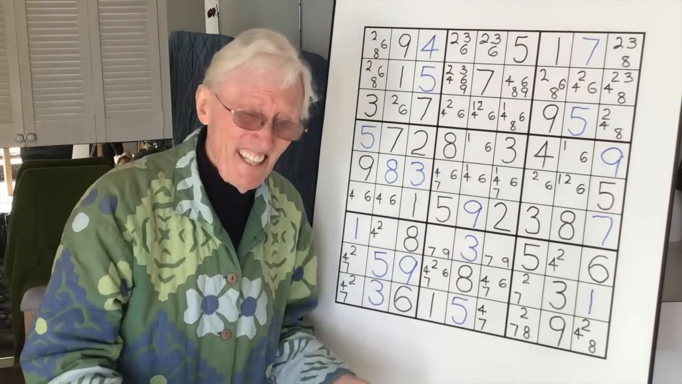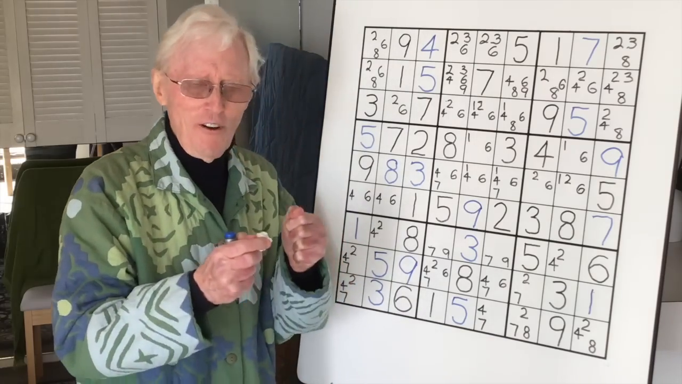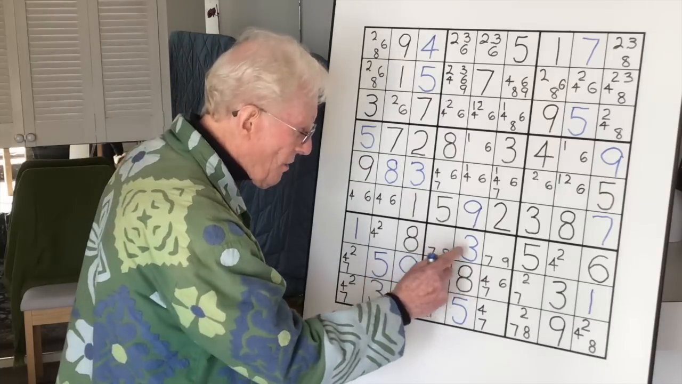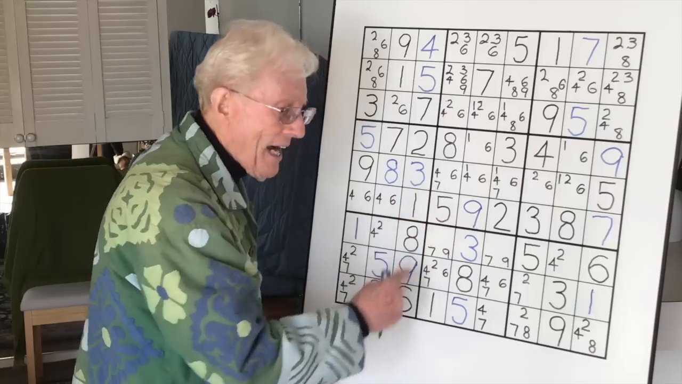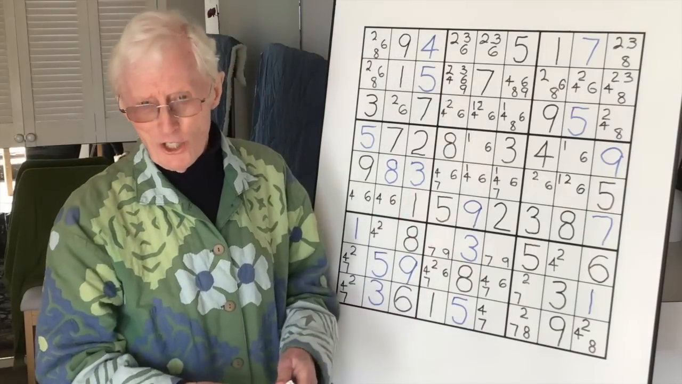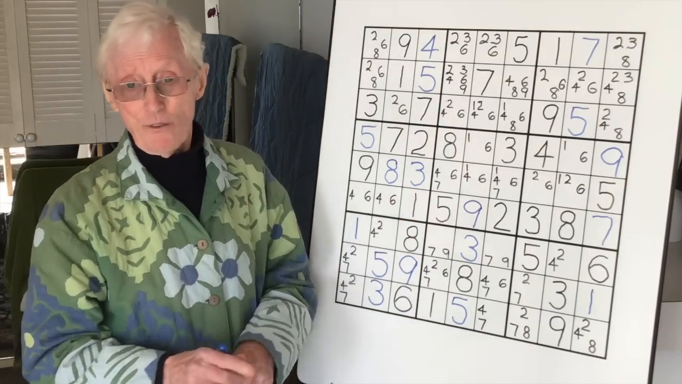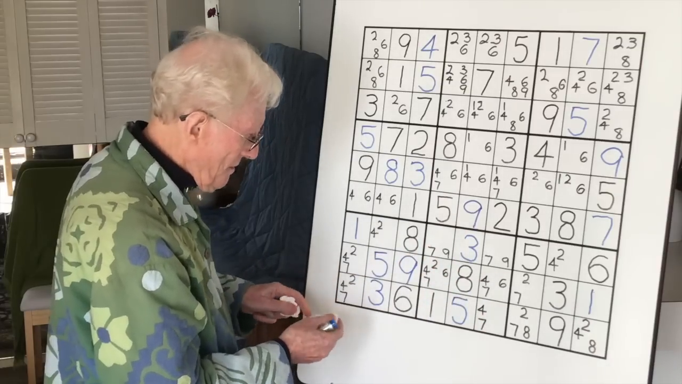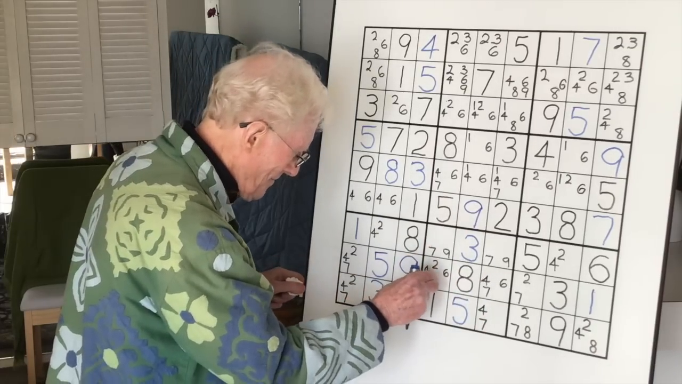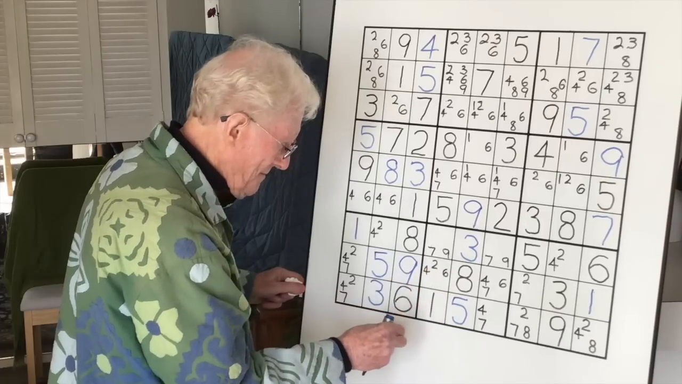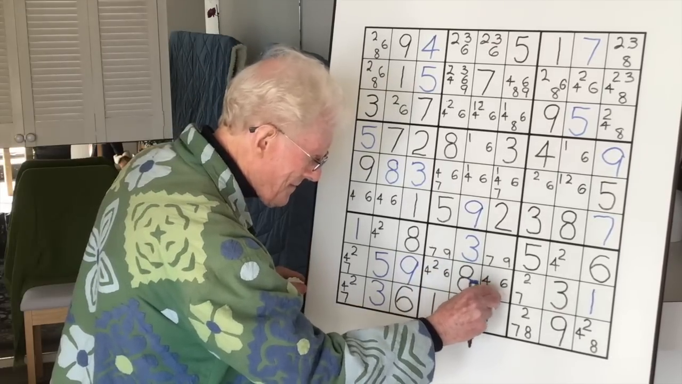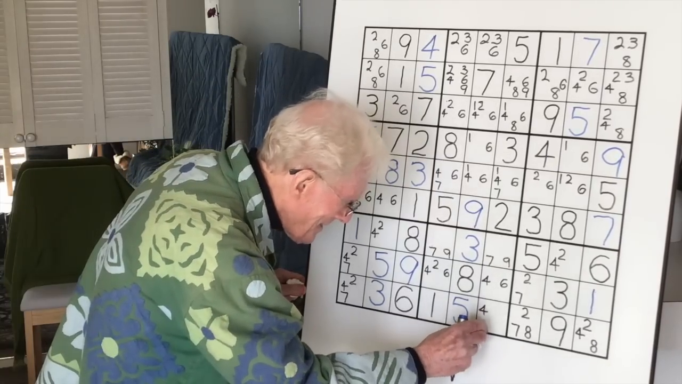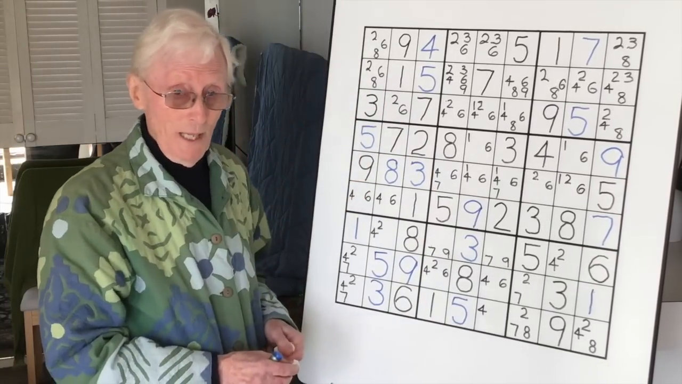Isn't that neat? Now, there's another feature of this matching pair. It's not only in a row, but it's in a block. And when it's in a block, it means that you can get rid of any other 7 or 9 in this block. So let's do that now. There's a 7 here. There's a 7 here. Is there another 7? Yes, there is. There's another 7 here.